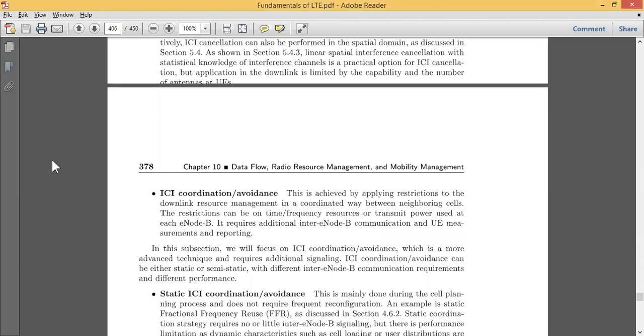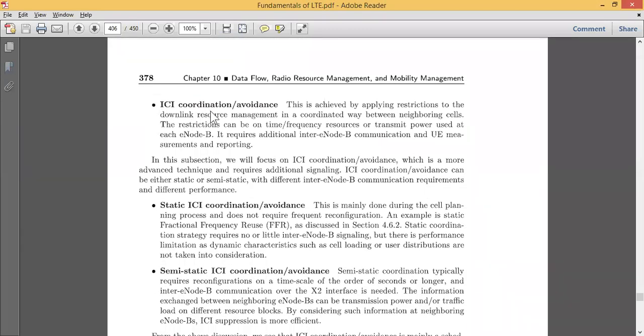The third approach here is ICI coordination, or simply you can call it avoidance. Now, how can we avoid the ICI? This can be achieved by putting some kind of restrictions in the downlink resource management. What I mean by restriction is, for example, if I want to receive the signal only up to 1 gigahertz, and I don't want a signal which is beyond 1 gigahertz, I will put some kind of limiter at the downloading part. It will not accept the data which is beyond 1 gigahertz of frequency. In this fashion I can avoid it.